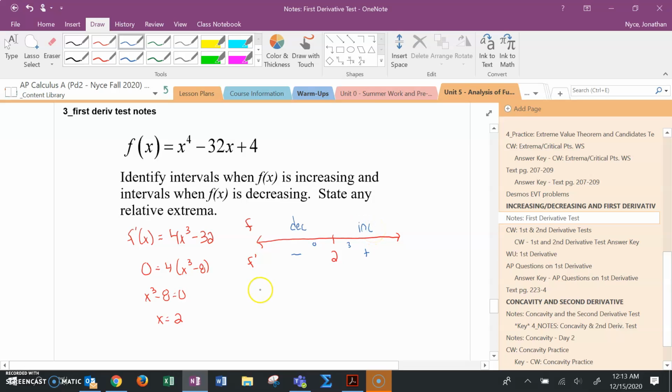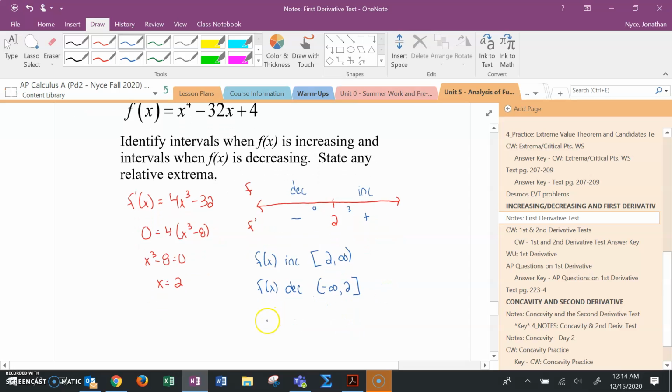So in terms of answering the question, we know f of x is going to be increasing on the interval from 2 to infinity. And it's going to be decreasing on the interval negative infinity up to 2.